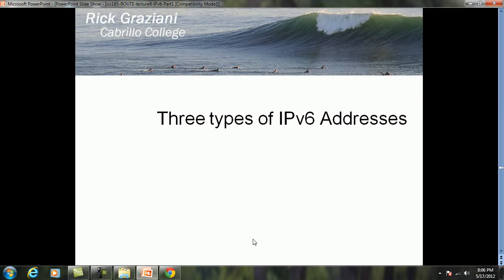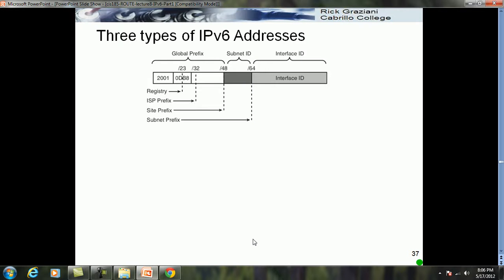Now the types of addresses in IPv6. In IPv4 we had class A, class B, class C, the ranges, the subnets, the subnet mask, and then public addresses and private addresses. Over here, we don't have something like that. We have something totally different. There are three types of IPv6 addresses. We'll see them one by one.